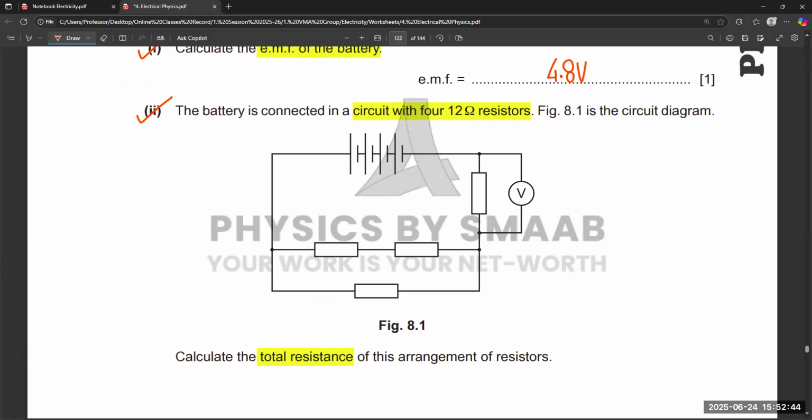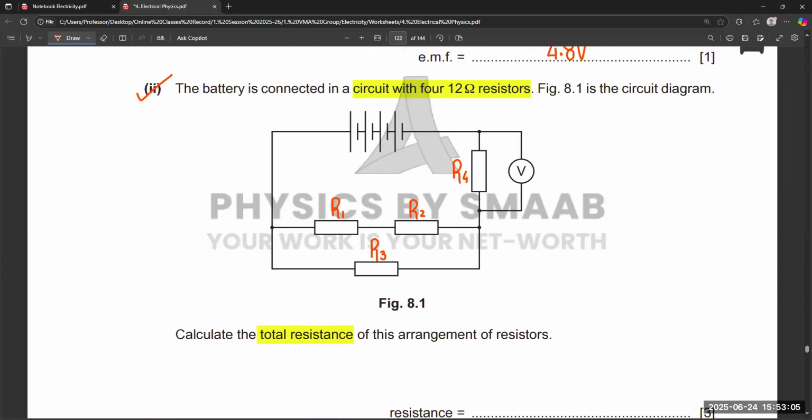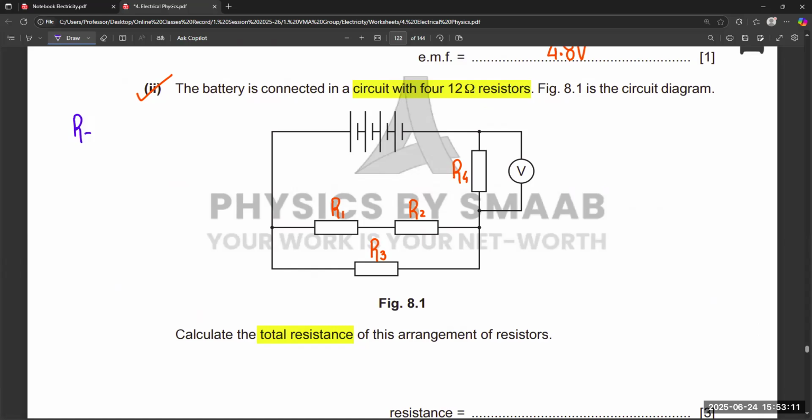Let's suppose this one equals R1, this one is R2, this is R3, this is R4. So now, first of all, we have to add R1 and R2. So R1 and R2 are in series combination. So R12 is equal to R1 plus R2 because they are in series combination. So 12 plus 12.